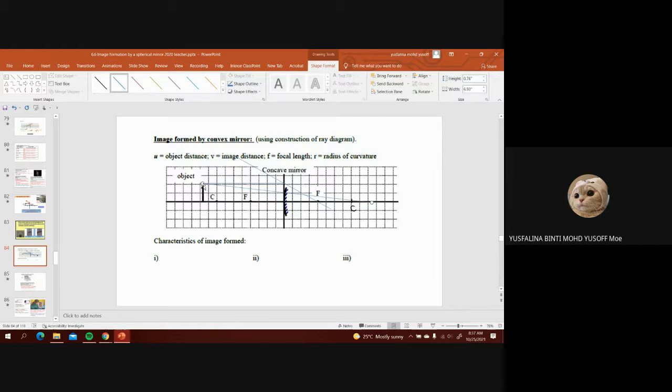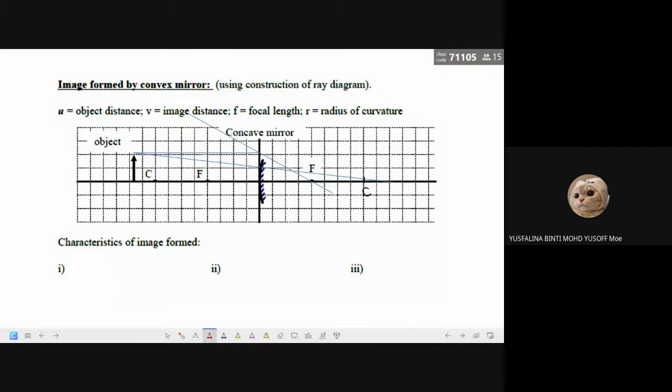Again, from here it reflects back. And you have to make this line longer and pass through F. And another one from here goes straight to C. So you can see the image formed is here. This one is virtual, diminished, and upright. It doesn't matter where the object is, whether at C, between F and C, or at F, or before F.